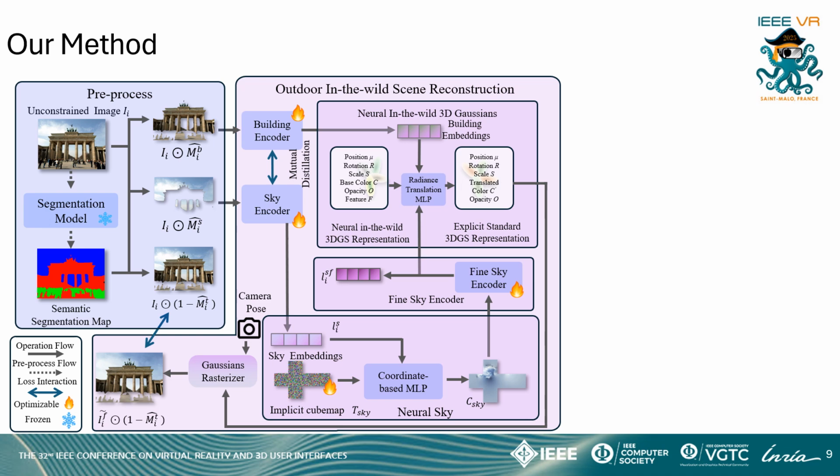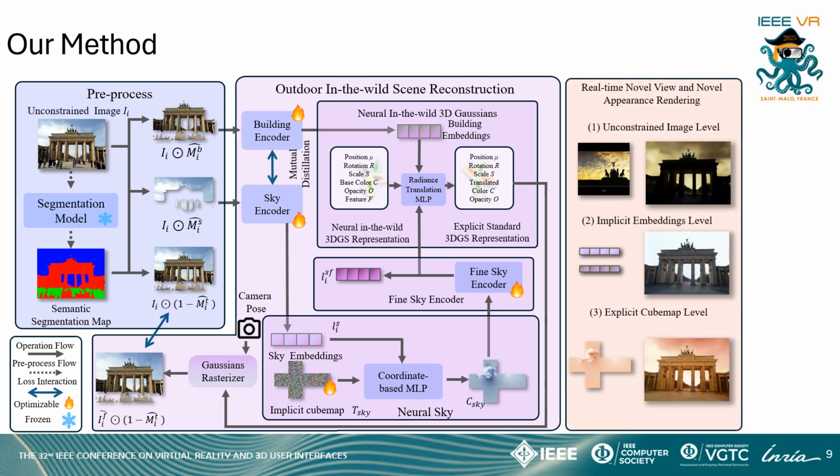Finally, we observe that the sky color is usually fixed and closely related to the appearance of the building. To leverage this, we propose a mutual distillation constraint that allows the building encoder and sky encoder to learn from each other. Then, by using the vanilla 3D-GS rendering and optimization pipeline, we achieve the reconstruction of 3D-GS in unconstrained images. After training the model, we support three types of real-time novel view and appearance rendering: from the unconstrained image level, the implicit embeddings level, and the explicit cube map level.